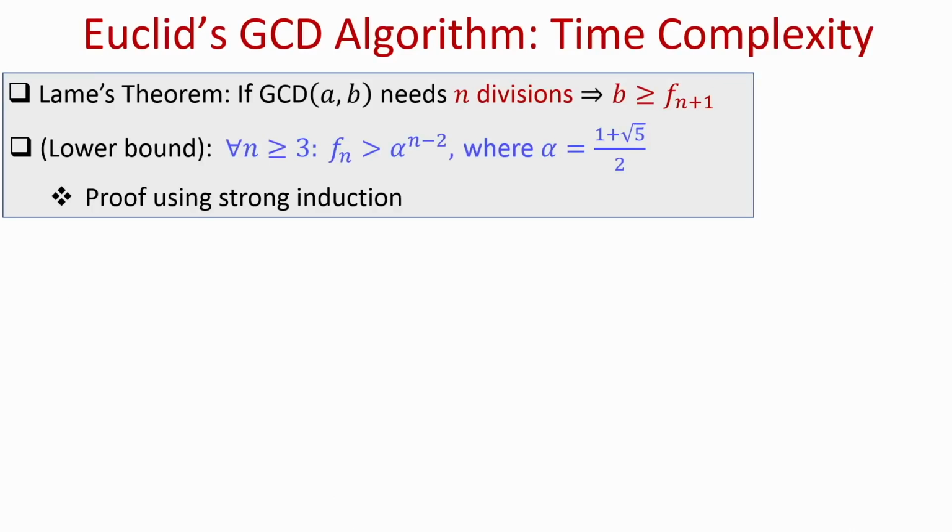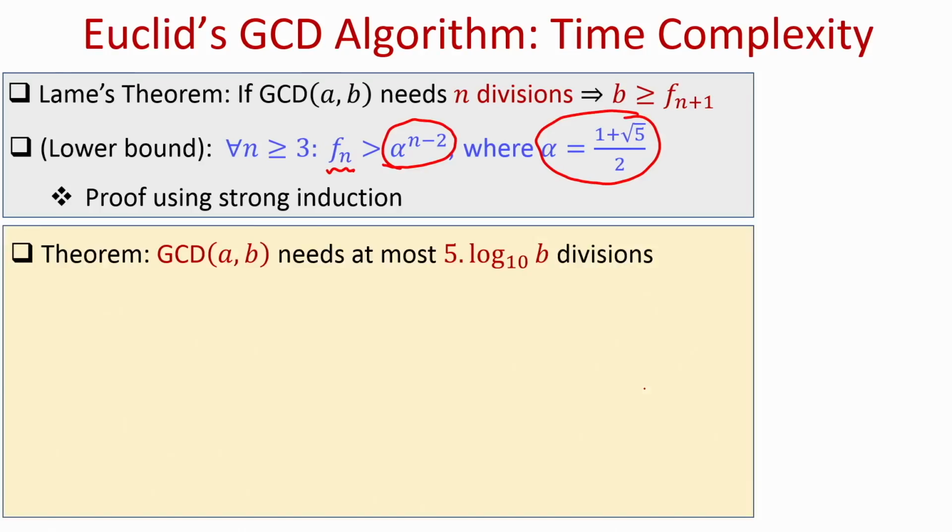Now, let me recall a lower bound regarding the value of the Fibonacci number and relate it with the well known golden ratio. It is a well known lower bound that in the Fibonacci sequence, if you focus on the nth term, then it is greater than the golden ratio raised to power n minus 2, where the golden ratio alpha is (1 plus root 5) over 2, and this can be proved using strong induction.